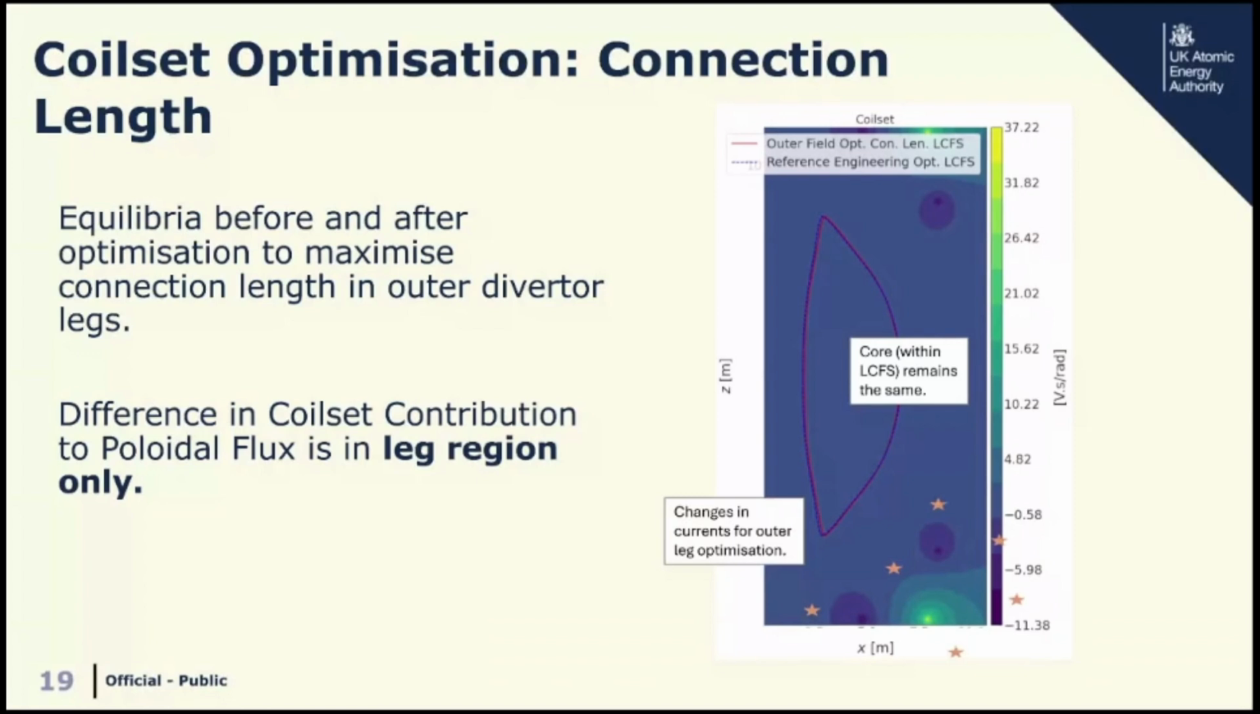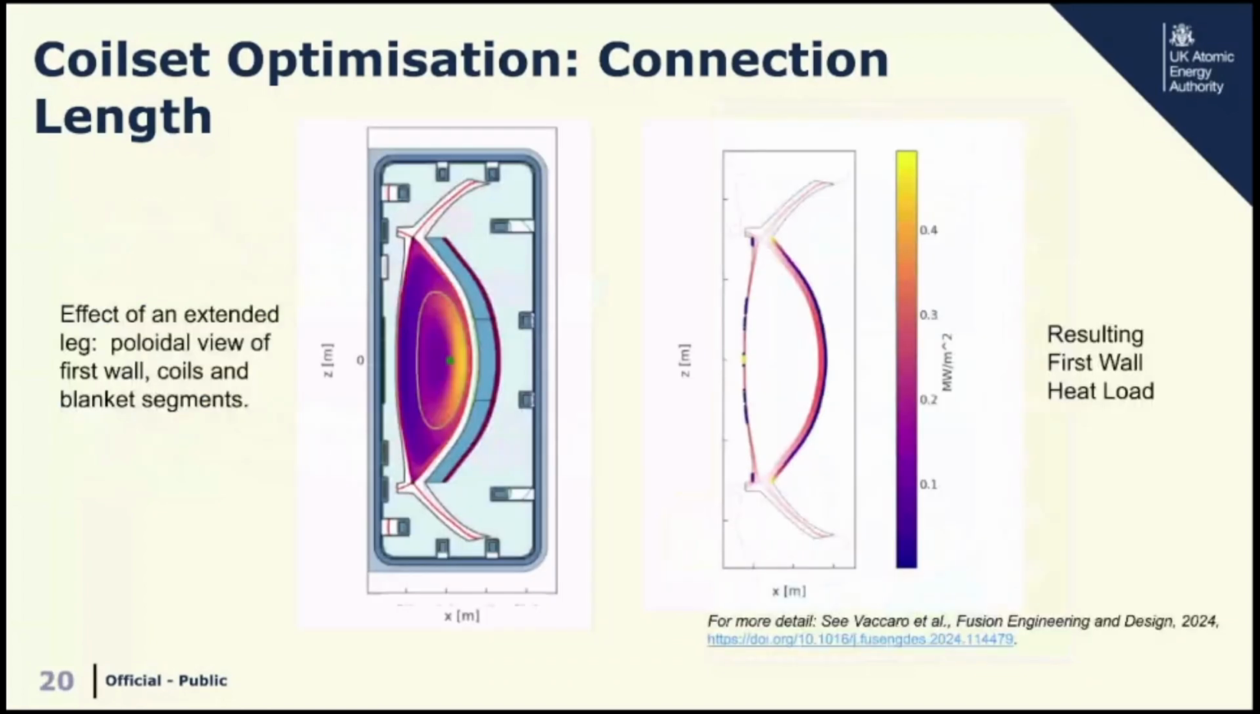These are some more outputs. Following those two optimizations, the figure on the left-hand side shows the poloidal slice with the PF coils, the TF coils, and then a simple model of the blankets. And the figure on the right-hand side shows the modeled resulting first wall heat load.